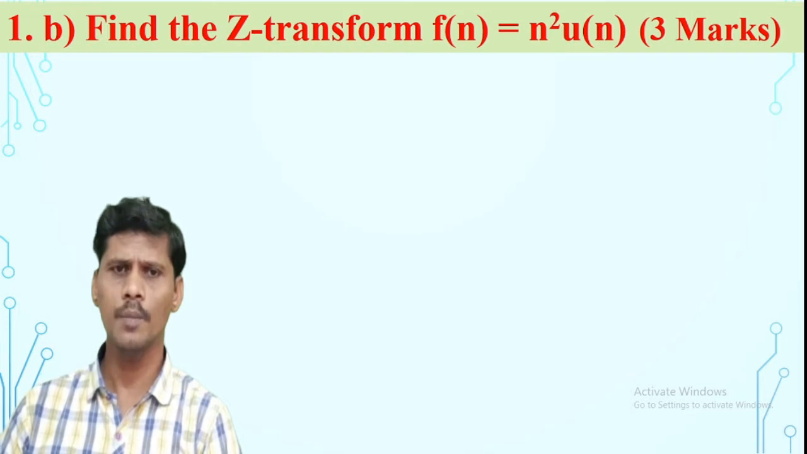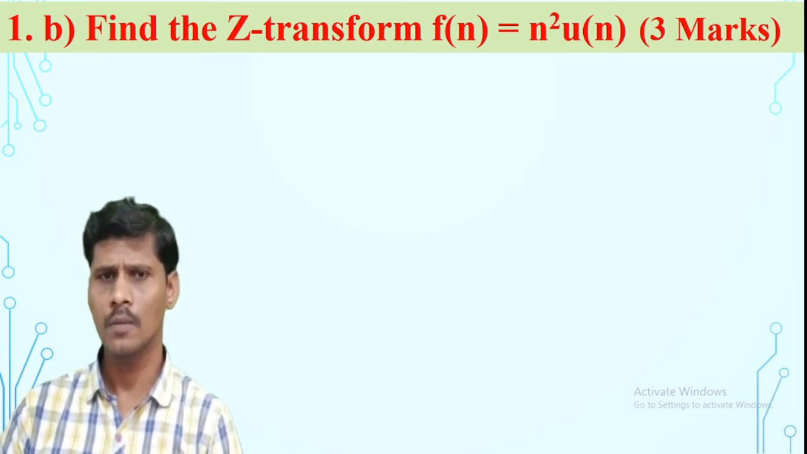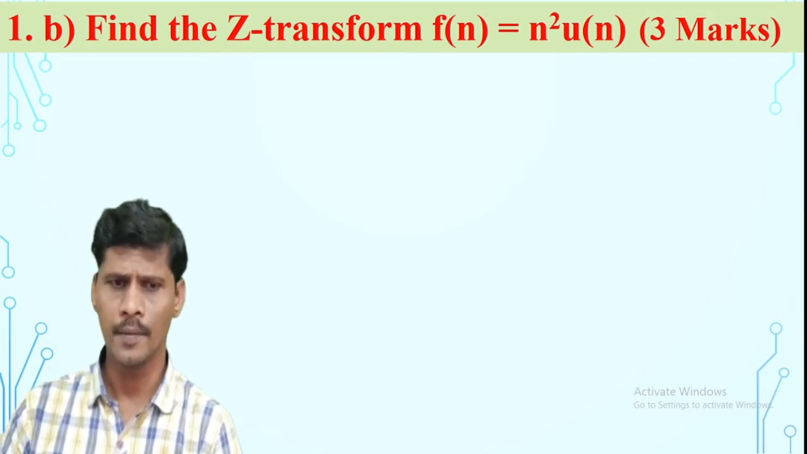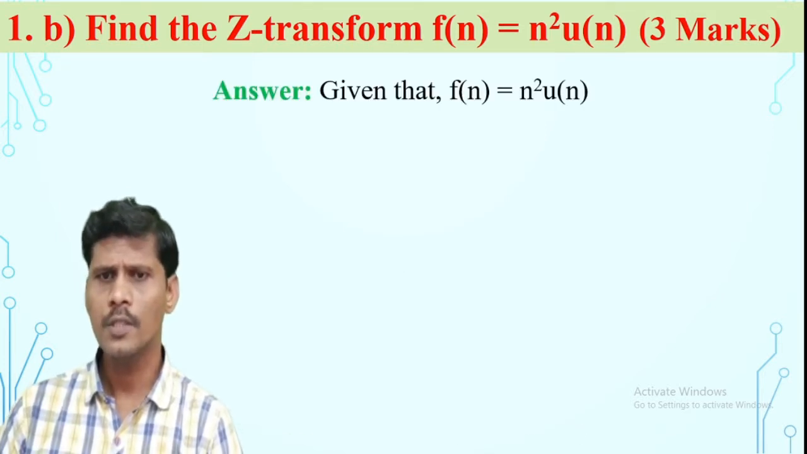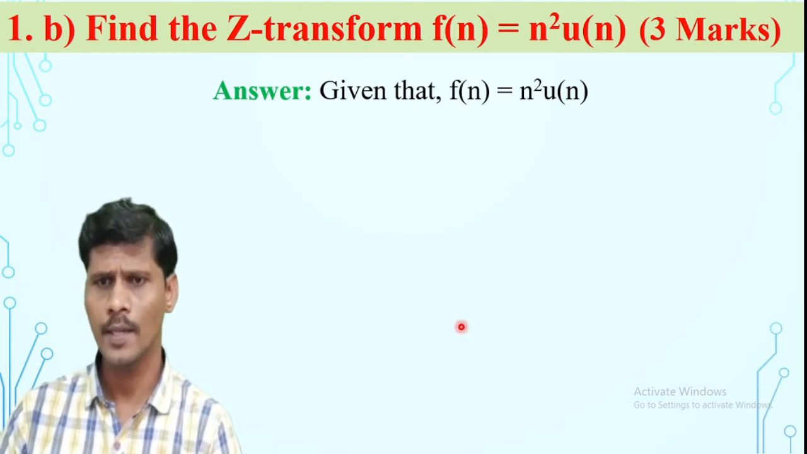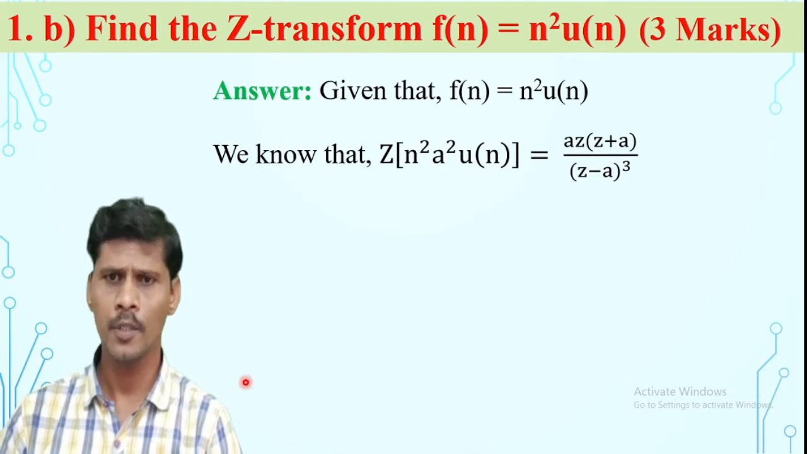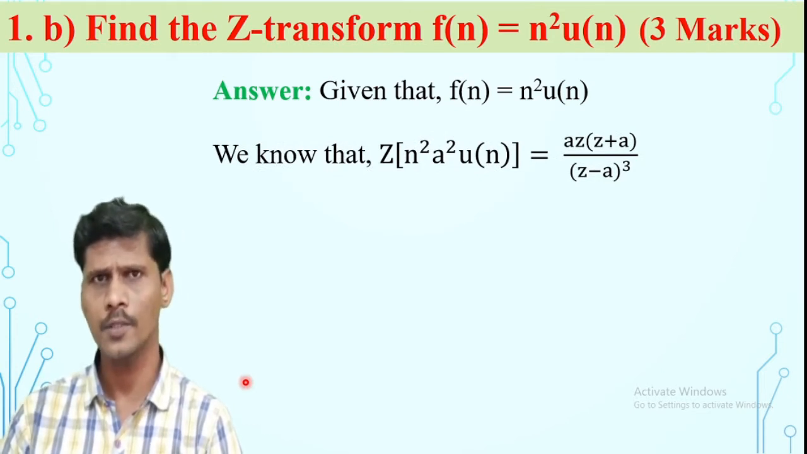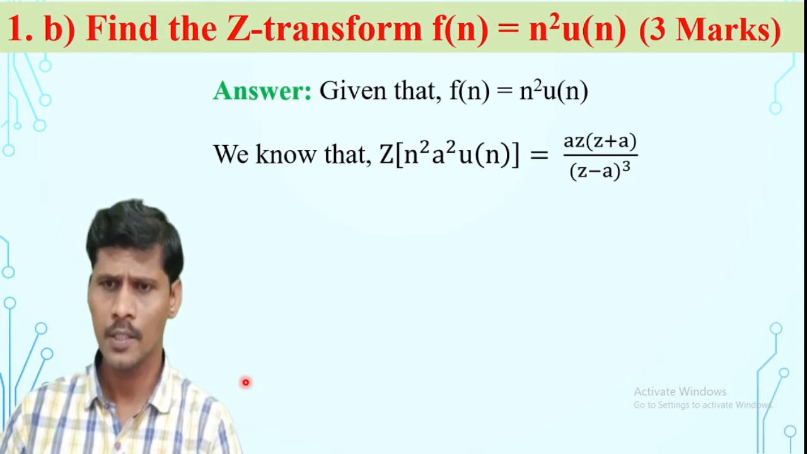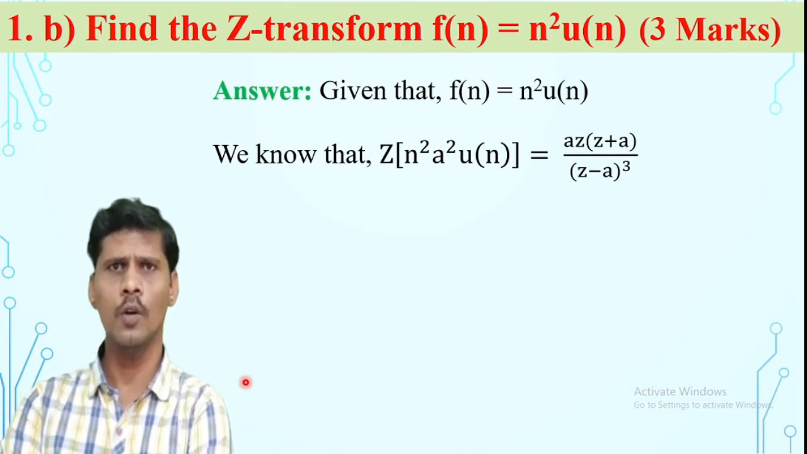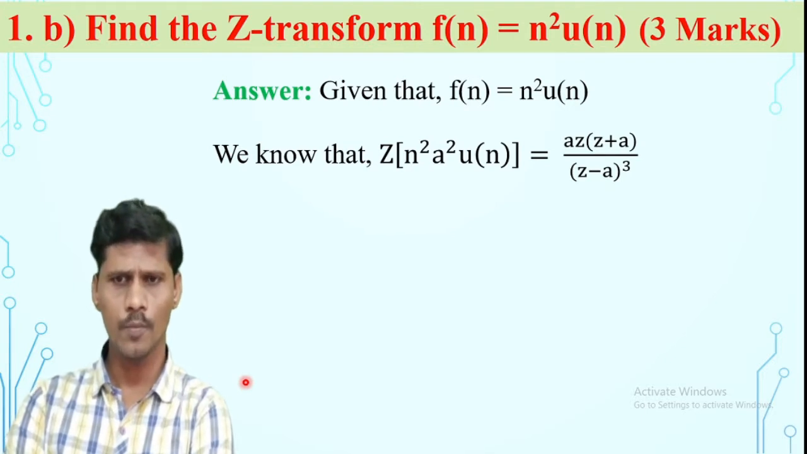And question number 1b, find the Z transform of f of n is equal to n square u of n. So the given sequence is f of n is equal to n square u of n, but we know that the Z transform of n square a power n u of n is a z into z plus a by z minus a whole cube.